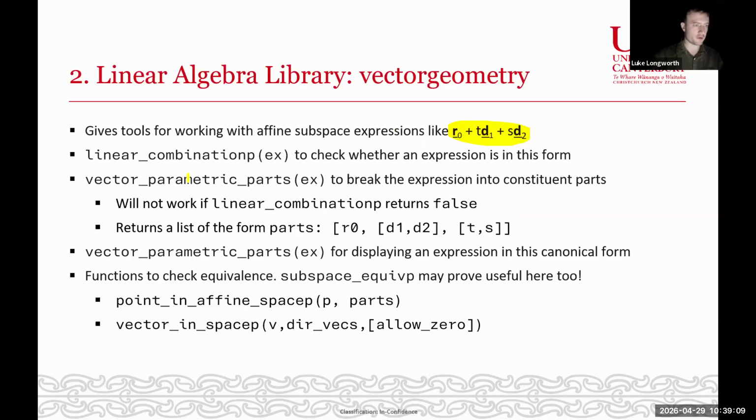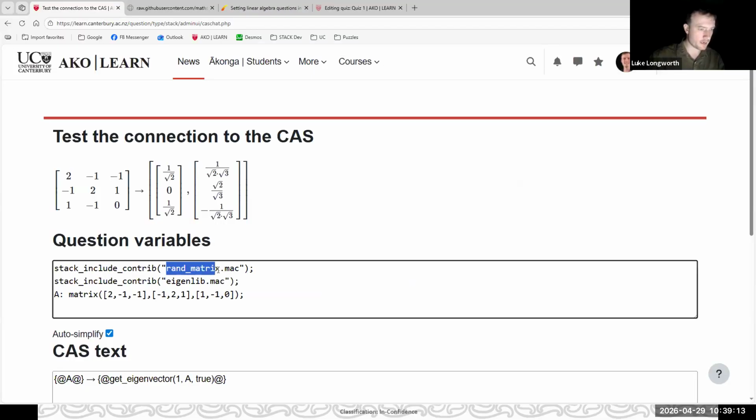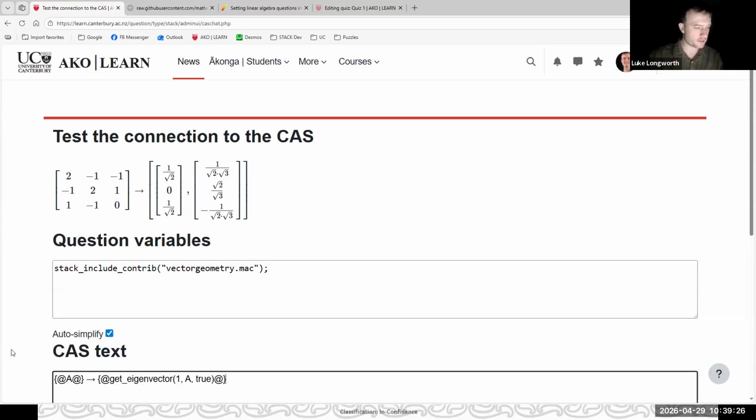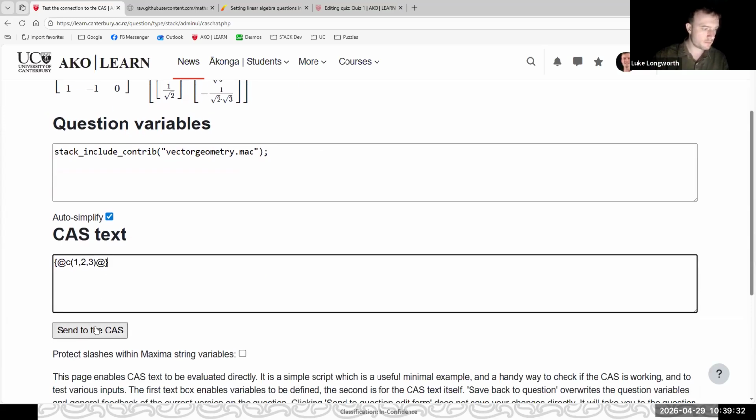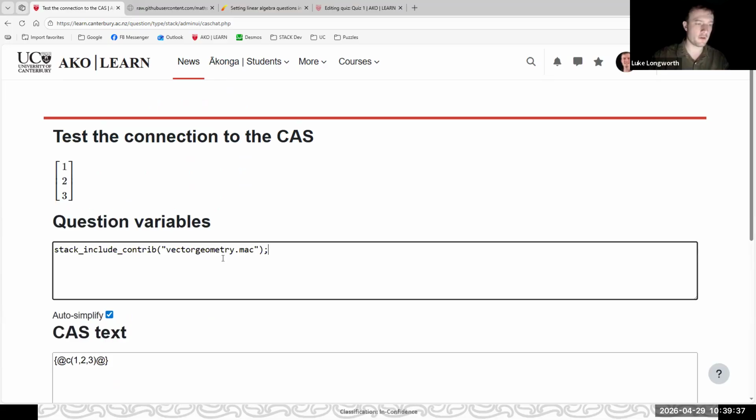Anyway, vector geometry. So this is one I do want to have a proper look at. Where are we here? When I load one of these libraries, that automatically runs that stack linear algebra declare function. So even though I haven't written it here, I can still use C and R notation. So if you're importing one of these libraries, you can skip that step.